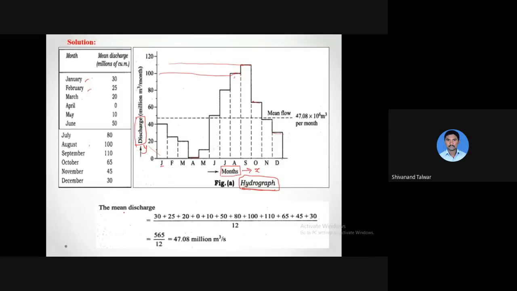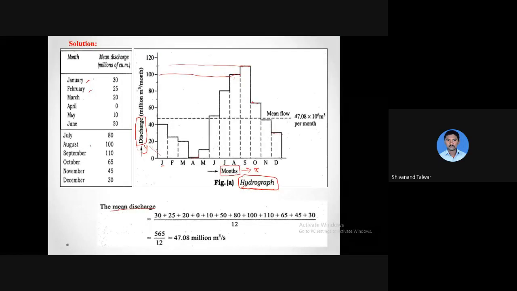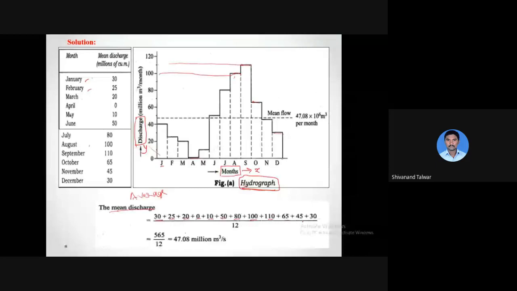Then we have to find the mean discharge, which is the average. I will add the discharge data from January to December: 30 plus 25 plus 20 plus 0, where 0 is in April, then 10 plus 50 plus 80 plus 100 for August, then 110 plus 65 plus 45 plus 30, where 30 is for December.